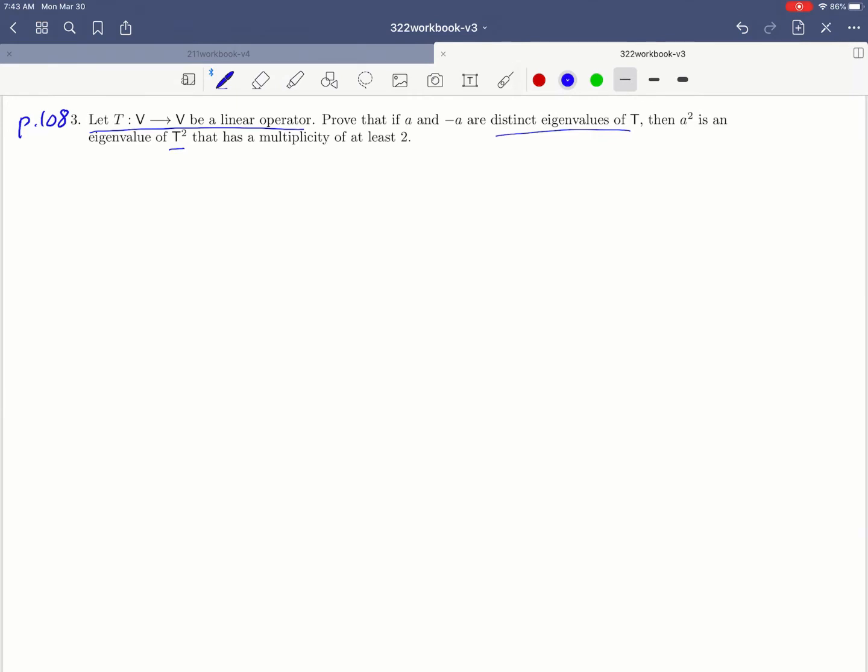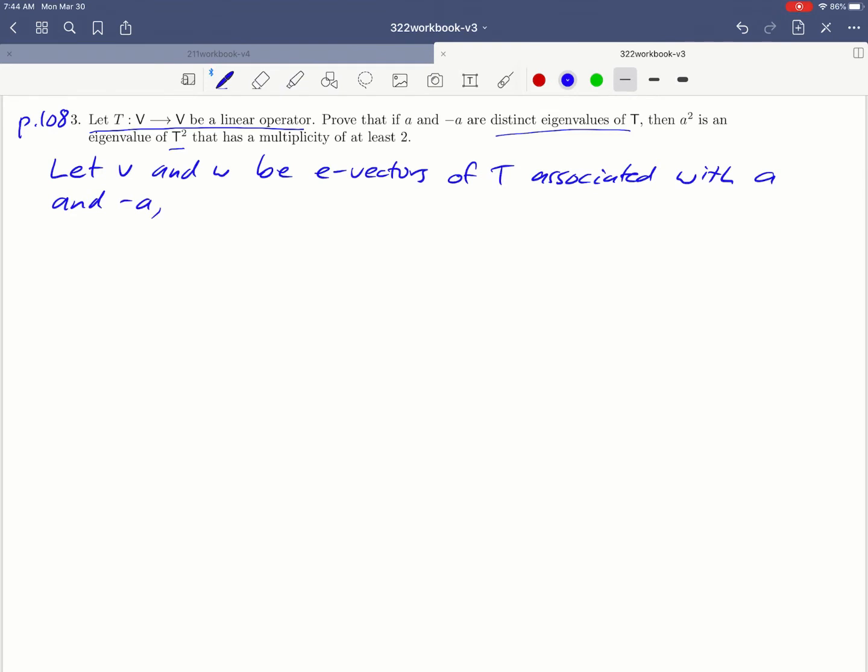All right, so let's start with what we're assuming here. We know that a and negative a are eigenvalues of T, so we know that they have to have eigenvectors. Let's give those eigenvectors names. So we'll let v and w be eigenvectors of T associated with a and negative a respectively. Again, those are just the eigenvectors that go with our eigenvalues.